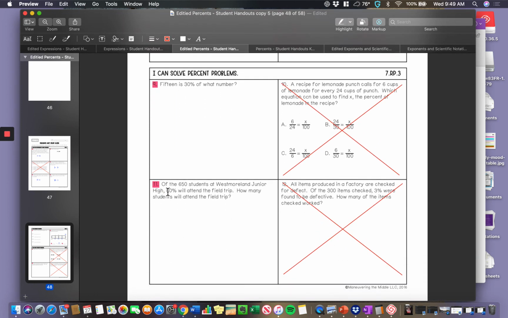Number 11, you're going to need to set up this proportion yourself. Of the 650 students at Westmoreland Junior High, 80% will attend the field trip. How many students will attend the field trip? So you need to tell me what 80% of 650 is. Not all of them will go, less will go. Only 80% of the 650 students will go.